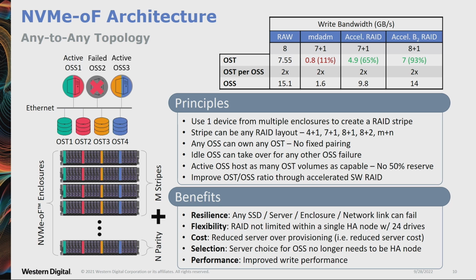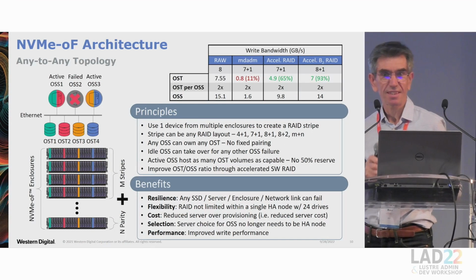With the accelerated RAID, you jump to 65%. Then, if you do a better layout in terms of RAID, you jump to 93%. And again, with very limited resource provision to face a failover situation. So we believe this is a great solution to prepare the new generation of parallel file systems. Thank you very much.